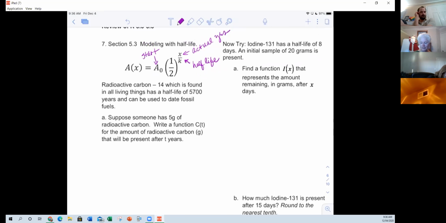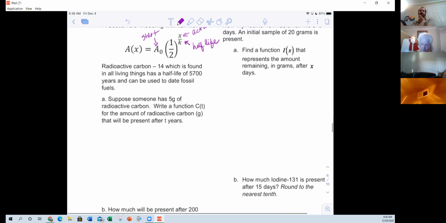Okay, so it says radioactive carbon-14, which is found in all living things, has a half-life of 5,700 years and can be used to date fossil fuels. Suppose someone has 5 grams of radioactive carbon. Write a function C of t for the amount of radioactive carbon G that will be present after t years.